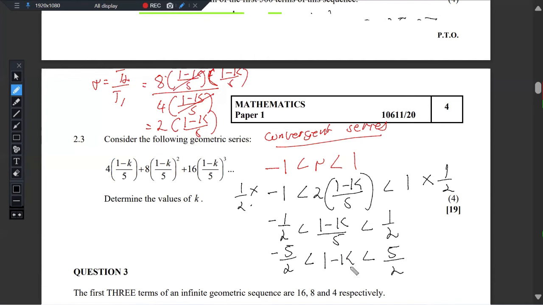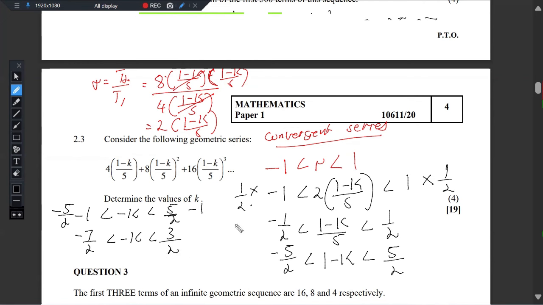Now remember, we are looking for the value of K, so you still need to take the 1 over to the side. But if you take the 1 over to the side, you must also take it over to that side. So if we say -5 over 2 minus 1, and then we are left with -K here, this is 5 over 2 minus 1 as well. Right, so whatever you are doing here, you also need to do that side. Now, if we punch this into our calculator, we have -7 over 2, and then here -K, and then this gives us 3 over 2.